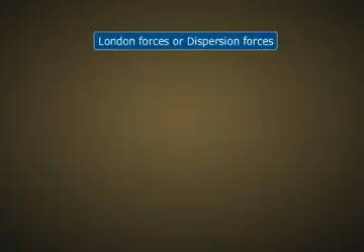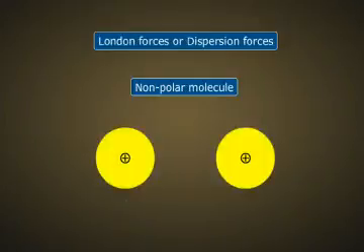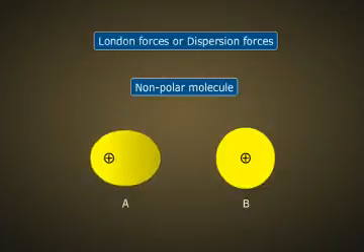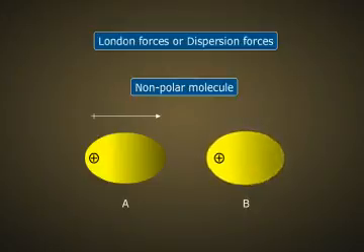For that, we need to take a non-polar molecule containing two types of atoms, say A and B. Now, since the molecule is non-polar, the electron cloud, as you can see, is completely symmetrical. However, the electron cloud of any atom, say A, may get unsymmetrical momentarily. And once that happens, it results in the development of a small dipole on atom A, which then distorts the electron cloud of atom B. Now these temporary dipoles attract each other.